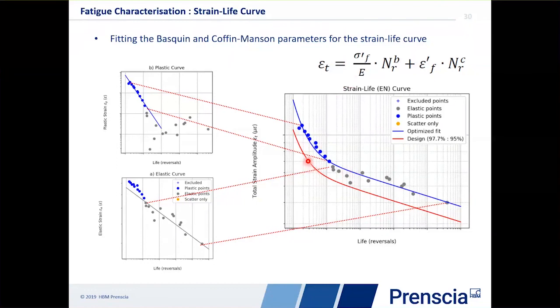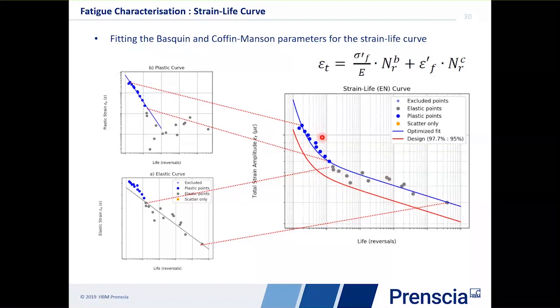So this design curve has been fit with a 97.7% reliability and a 95% confidence interval. And again, it's got two different parts to it. So you'll notice that it's much closer in the plastic range because in this range here, the points are actually much more tightly correlated. Whereas in the elastic range, there's a lot more scatter. And that's how we see this design curve in the elastic range having a lot more conservative effect than it does in the plastic.